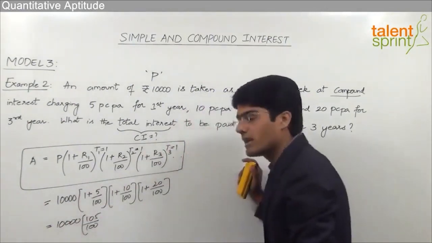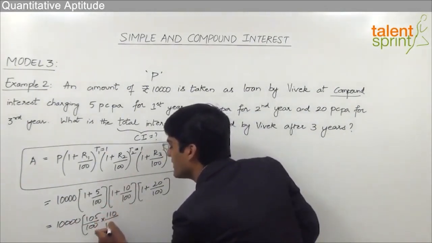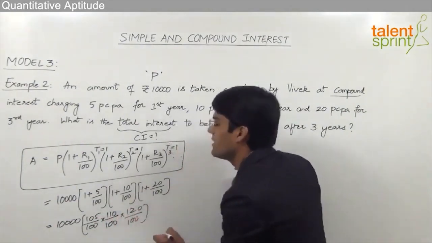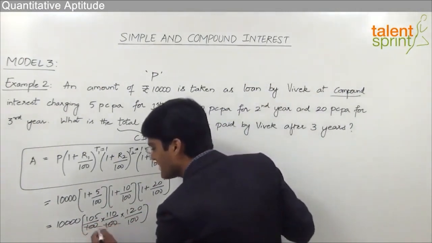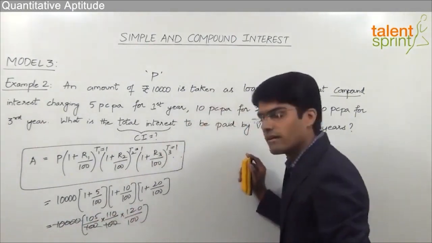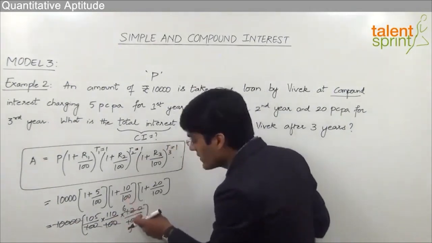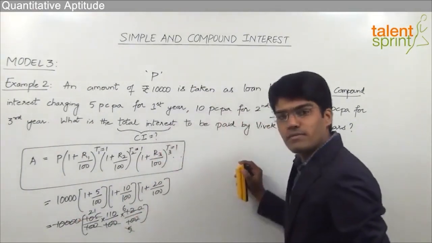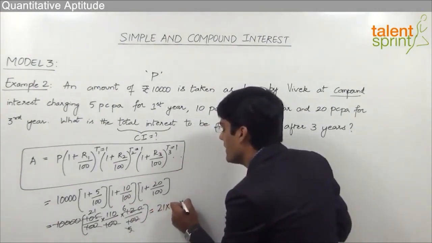105 by 100, into the second term here would be 100 plus 10, that is 110 by 100, and the third term would be 100 plus 20, 120 by 100. So by simplifying this calculation, we can get the total amount. So as you can see here, the 200 gets cancelled with 10,000, and we have 105 into 110 into 120 divided by 100. 120 by 100 can be taken as 6 by 5, since this is 20 into 6 and 20 into 5. And 5 goes 21 times in 105. So the final answer here for the total amount would be 21 into 110 into 6.